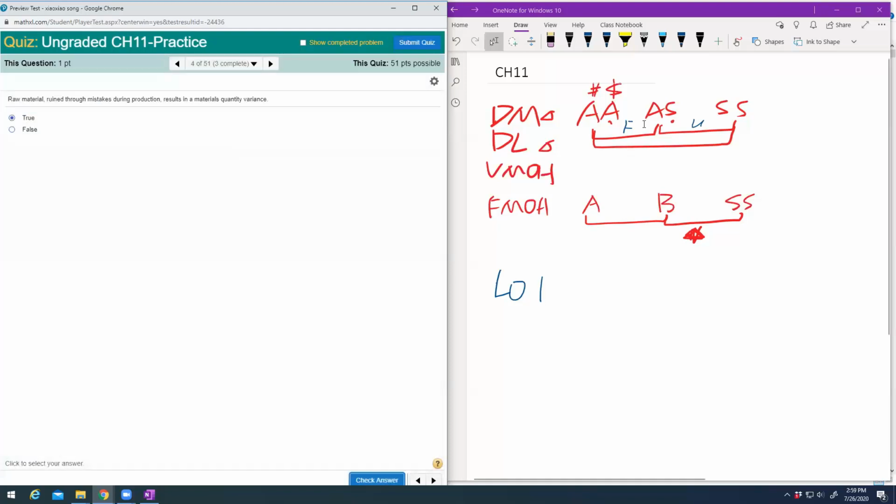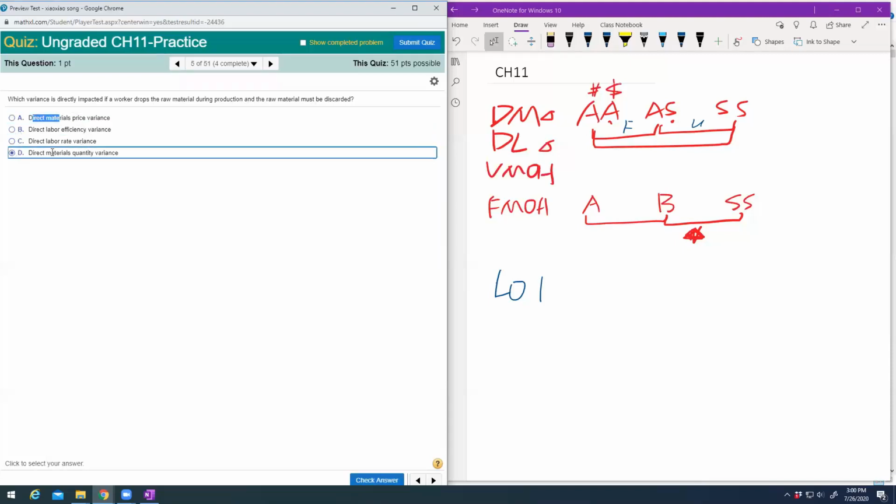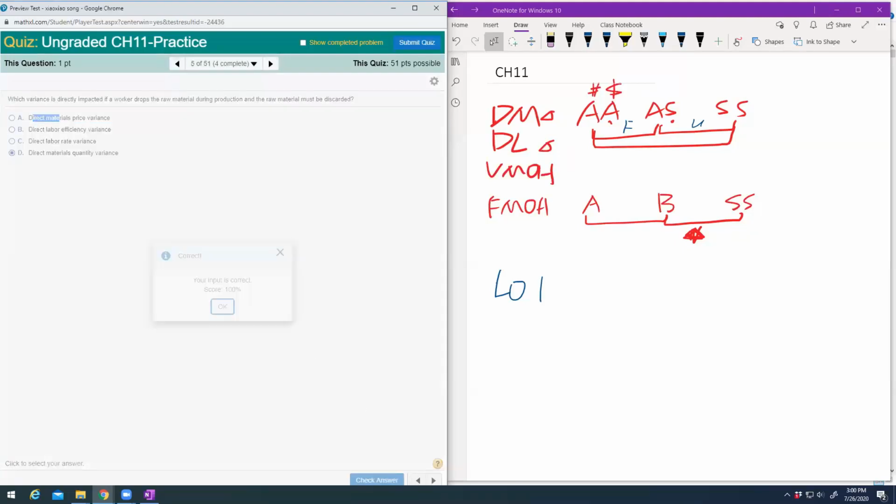And if you have this for the quantity variance, which manager should you go to ask? The production manager. For the price variance, which manager should you ask? The purchase manager, right? Next one: which variance is directly impacted if a worker drops the raw material and the raw material must be scrapped? So you drop the material, then you have to use more. So we will have an unfavorable quantity variance. It's more about direct material, so it's the direct material quantity variance. You will have an unfavorable direct material quantity variance.